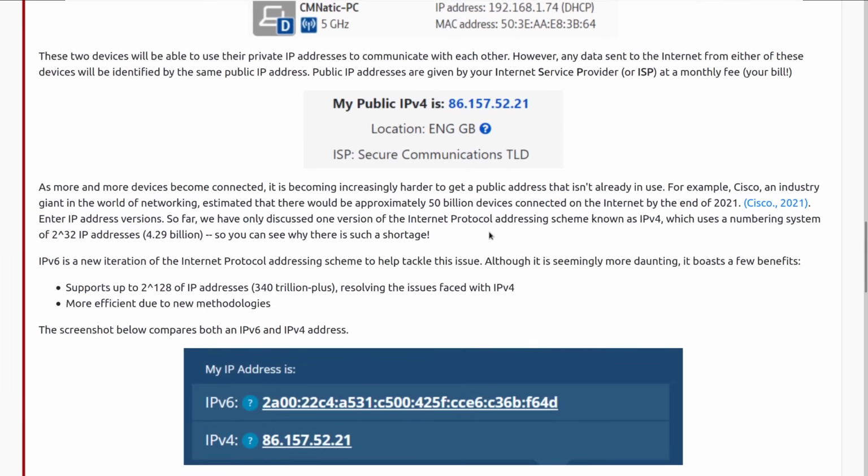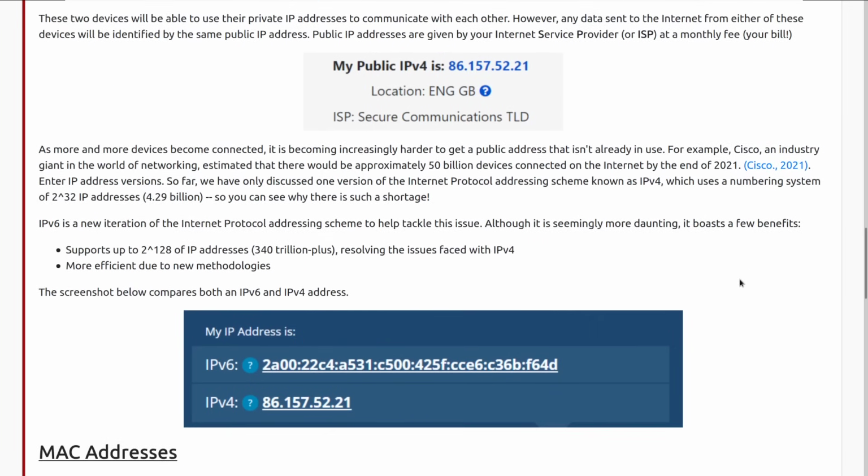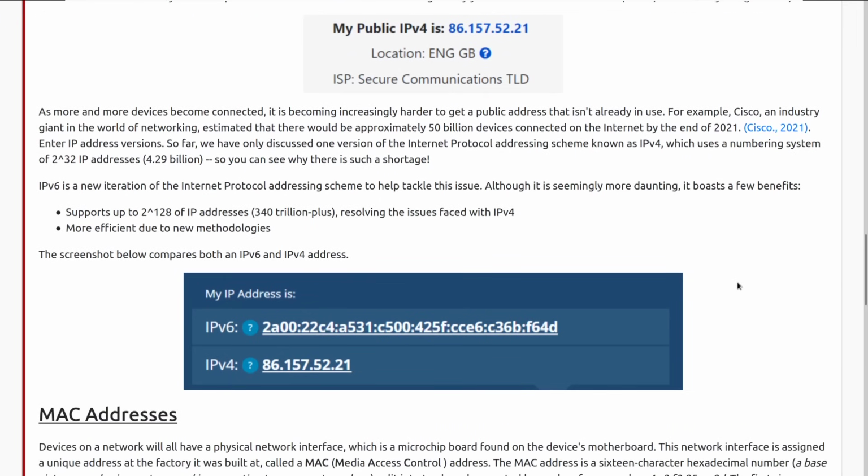As more and more devices become connected, it is becoming increasingly harder to get a public address that isn't already in use. For example, Cisco, an industry giant in the world of networking, estimated that there will be approximately 50 billion devices connected to the internet by the end of 2021, the current year at the time of this recording. Enter IP address versions.